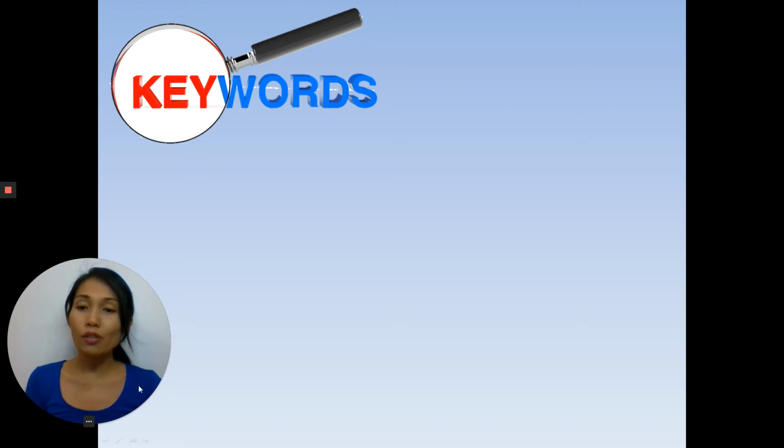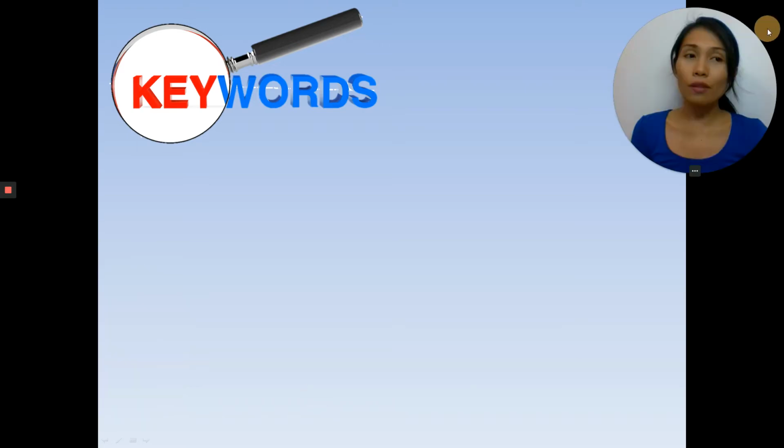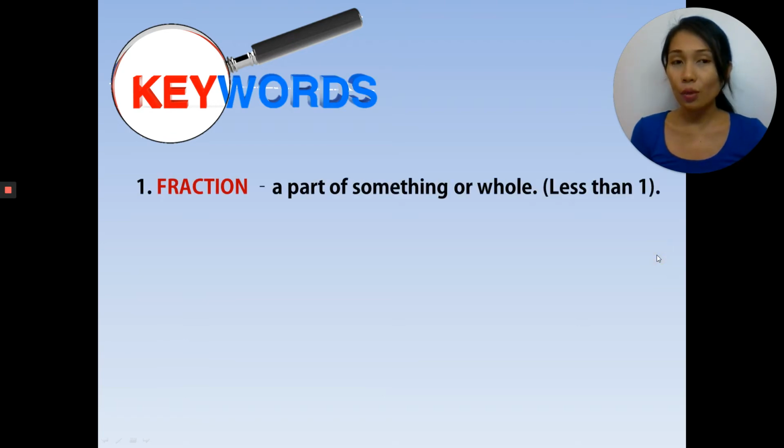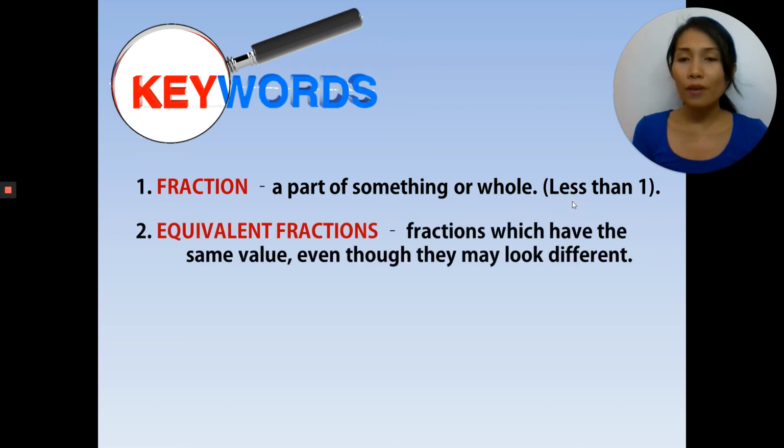These are the words that we're going to use often in this lesson. The first one here is fraction, of course. This is our topic, so we will use this quite often. Fraction means a part of something or a whole. We discussed this one already in our past topic, and fraction is always less than 1. Of course, except for a mixed fraction or a mixed number, because there is a whole number and a fraction in it. So we cannot say that a mixed number or a mixed fraction is less than 1 because there is a whole number.